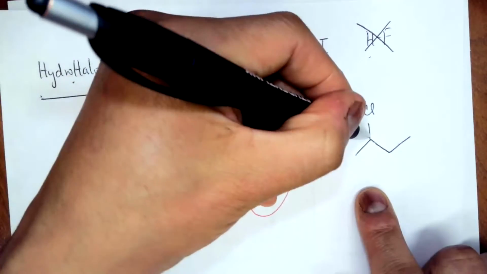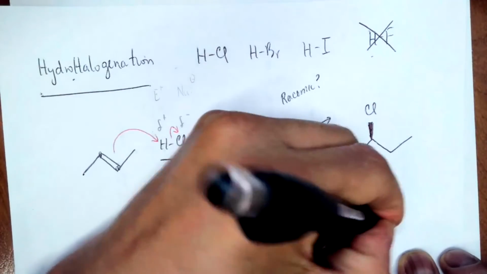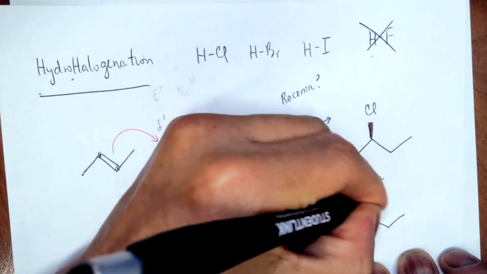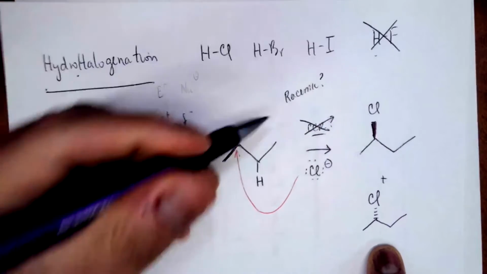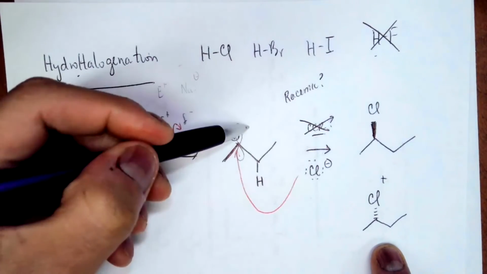Is this carbon chiral? Yes, this is chiral. So if it's chiral, you will produce 2 products, that one and this one. Why? Because it's a carbocation. It has the 2 lobes. You can attack the bottom or you can attack the top.